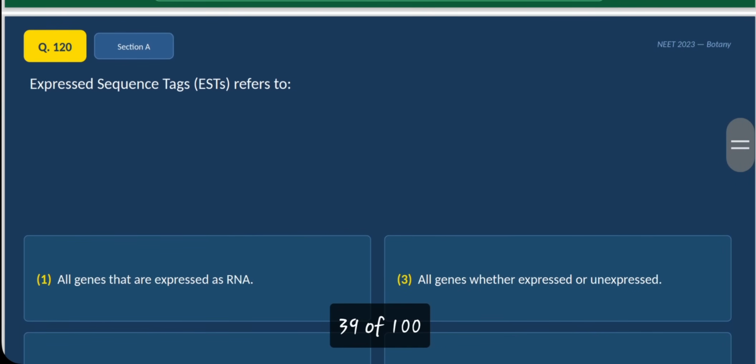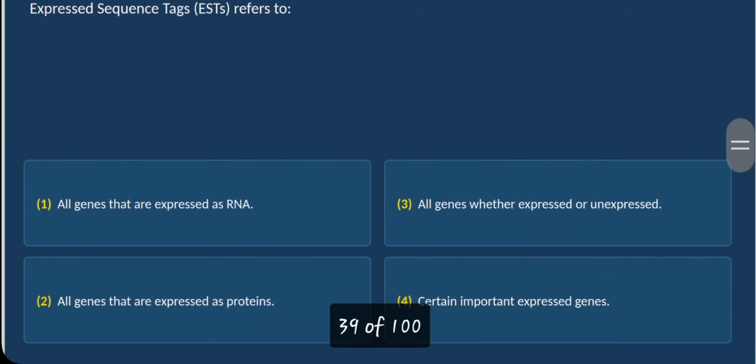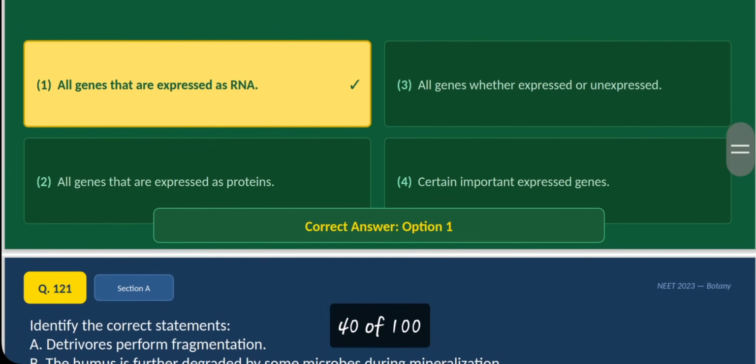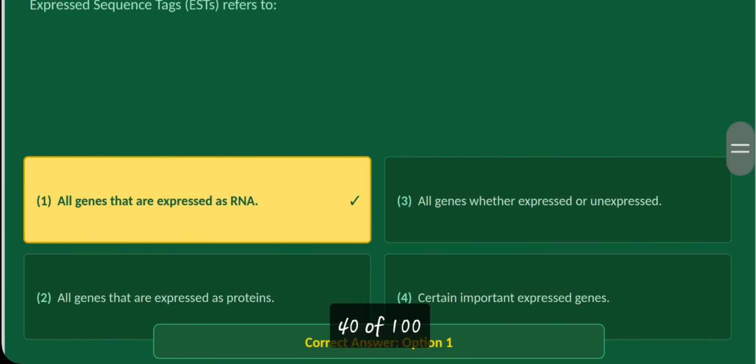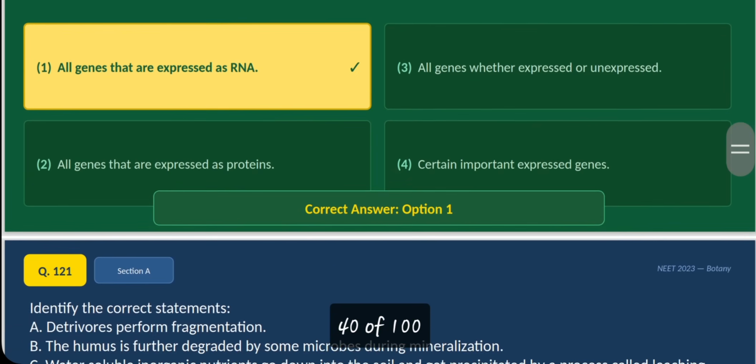Expressed sequence tags refers to all genes that are expressed as RNA, all genes whether expressed or unexpressed, all genes that are expressed as proteins, or certain important expressed genes. The answer is all genes that are expressed as RNA, we call them expressed sequence tags. So the first option is correct.